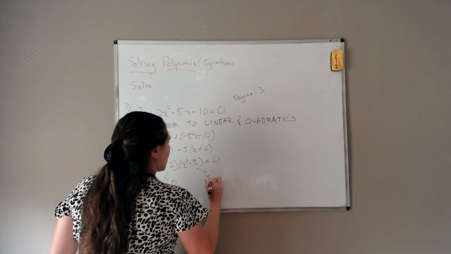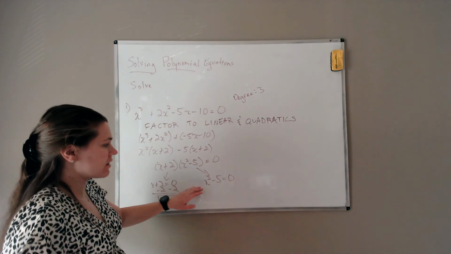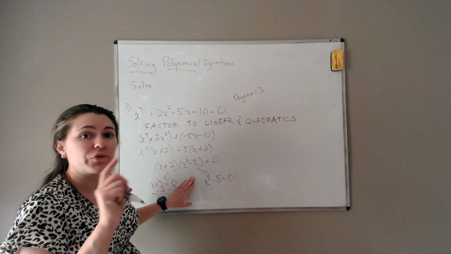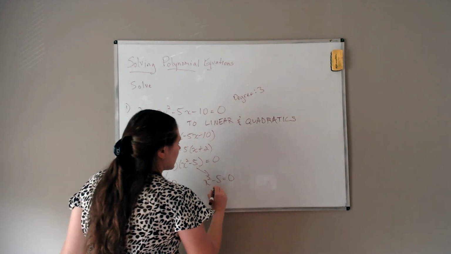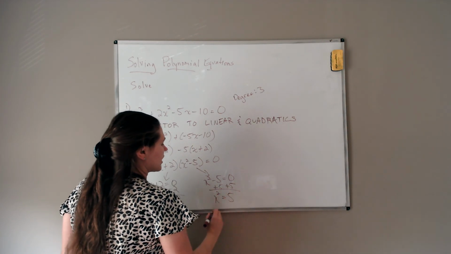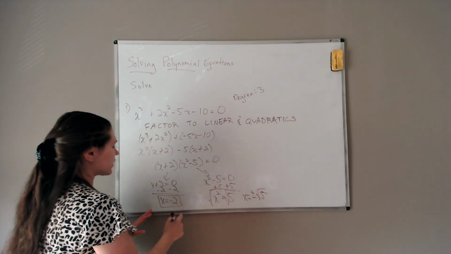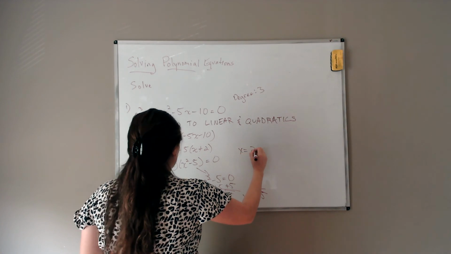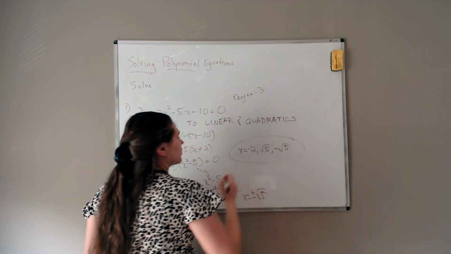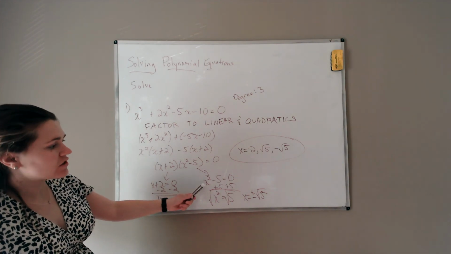And then I have x squared minus 5 equals 0. Now, I could use the quadratic formula if I wanted to, but there's something called the square root property. I can add 5 to both sides, and I get x squared equals 5, and then I take the square root of both sides, and I get x equals plus or minus the square root of 5. So here are my 3 solutions: negative 2, square root of 5, and negative square root of 5. If I wanted to, I could plug them in and make sure that the left-hand side equals the right-hand side.